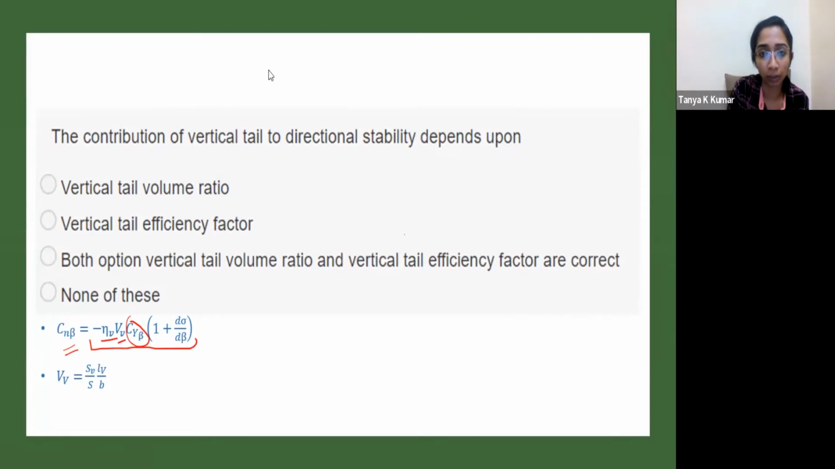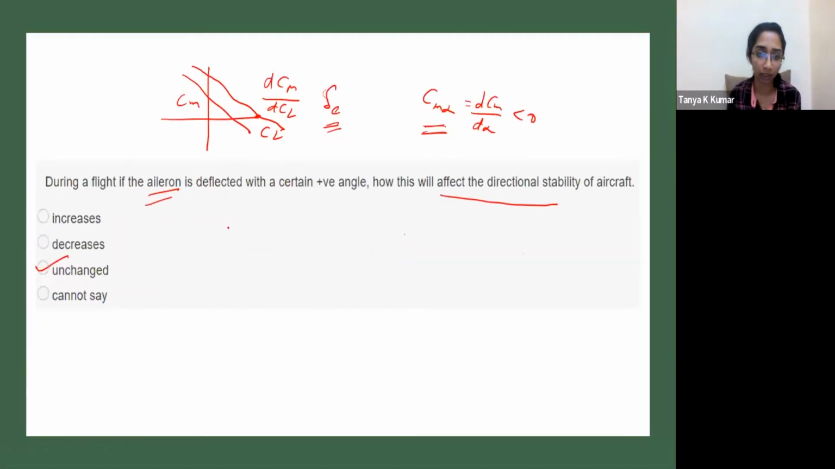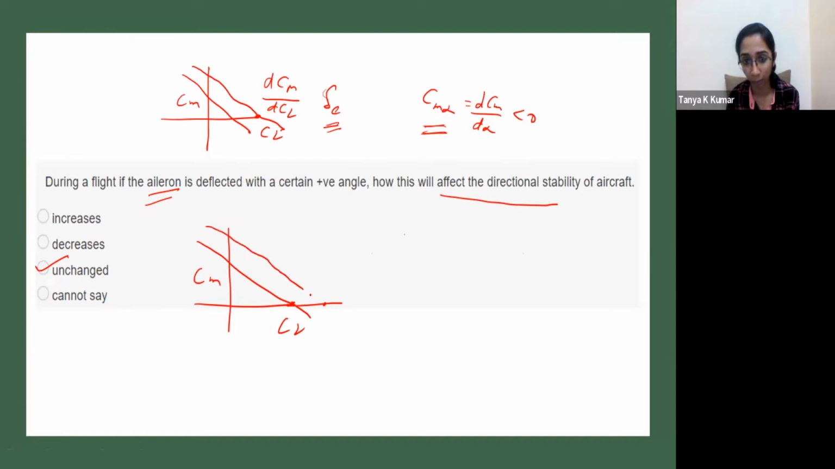The slope of Cm alpha will change if we want to change CL. Okay, let me go back to that. So this is your Cm versus CL graph for an aircraft, and this is the CL trim. Now, if we want to trim at a higher CL, that is at a lower speed, suppose you want to trim it here, what do you do? You deflect the elevator, which essentially moves the graph. It does not change the slope, right?